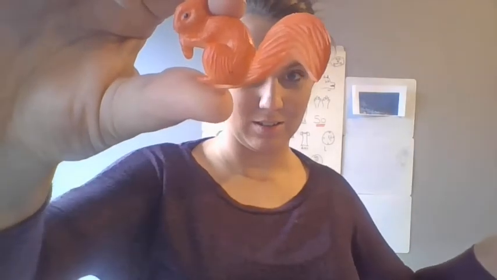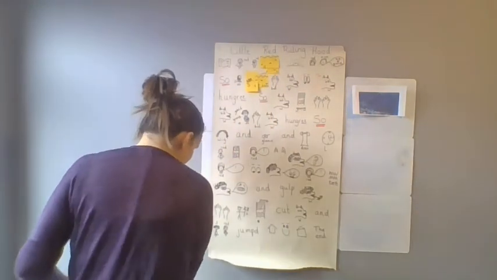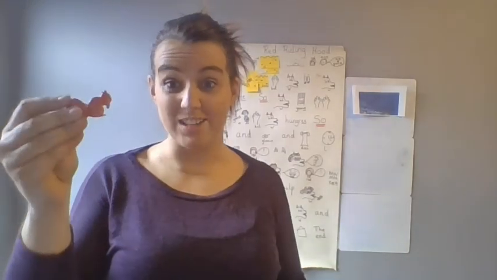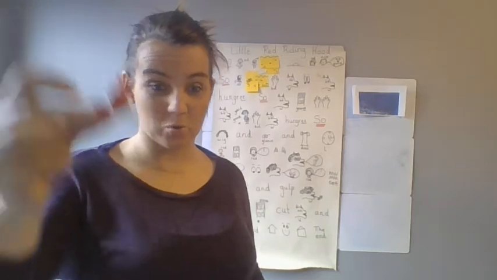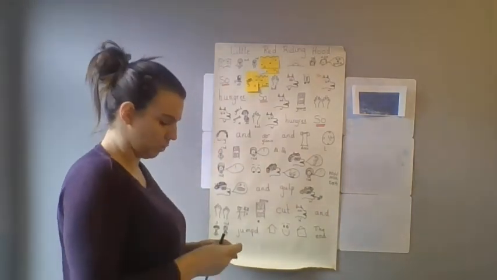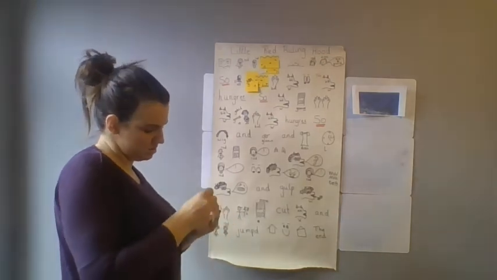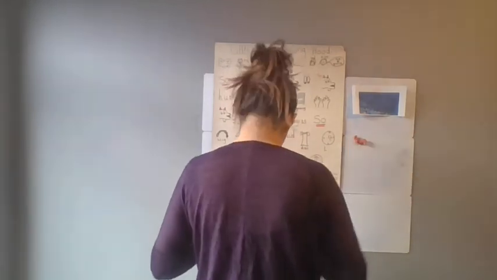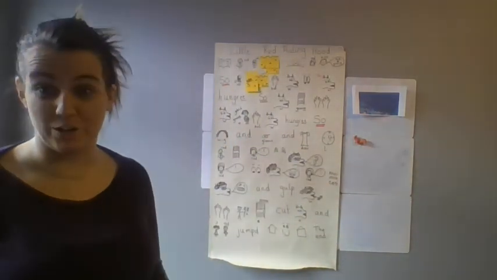What is this? Do you know what it is? It's a squirrel. Very good, well done. So instead of Little Red Riding Hood, we are going to have Little Red Squirrel. So squirrel, I'm going to pop him with some blue tack on our board to remind us. Hopefully he'll stick. There we go. To remind us that we are changing our character, Little Red Riding Hood, to a squirrel.